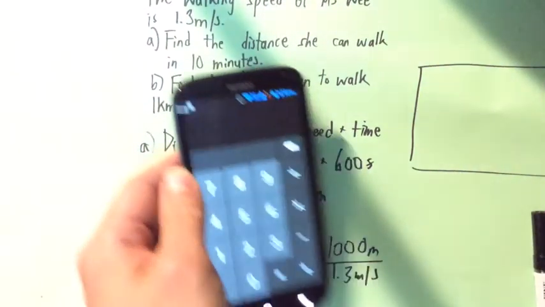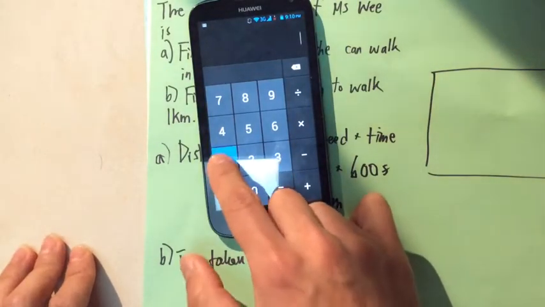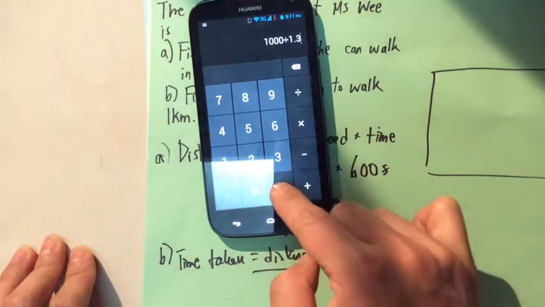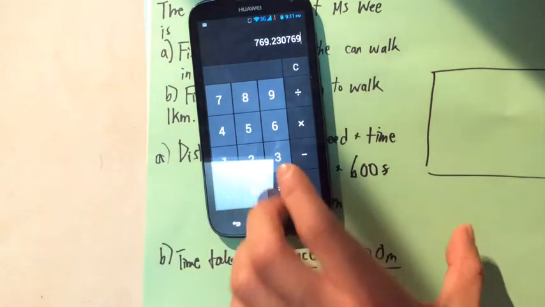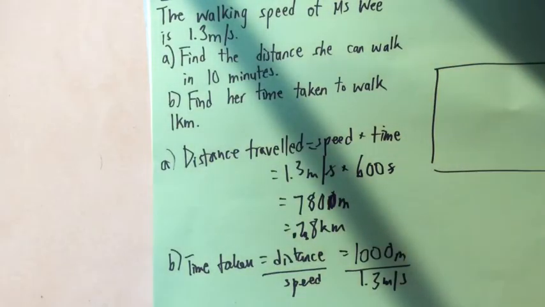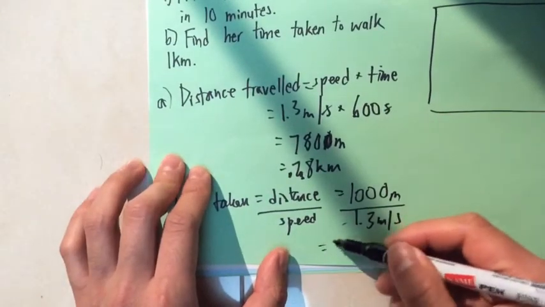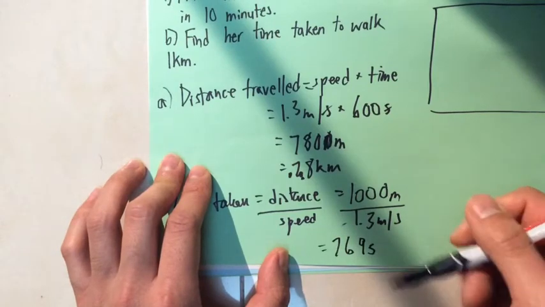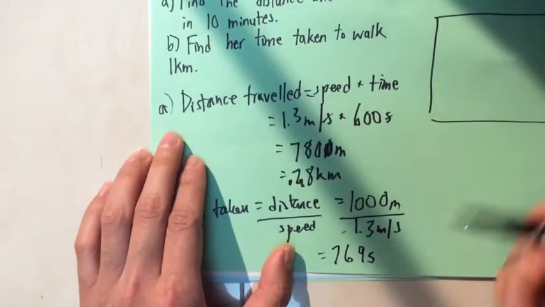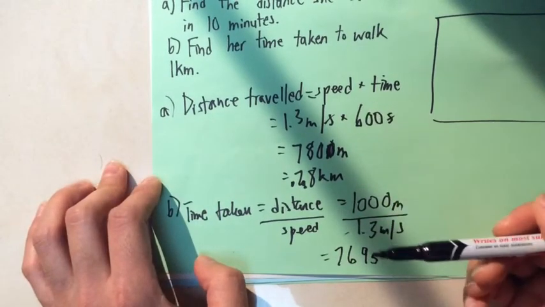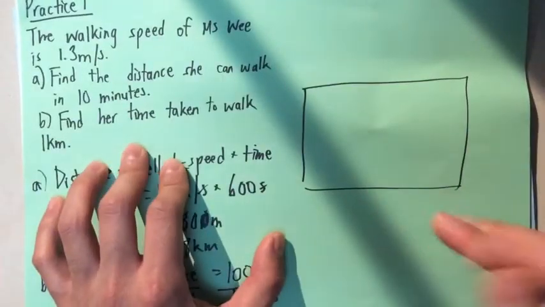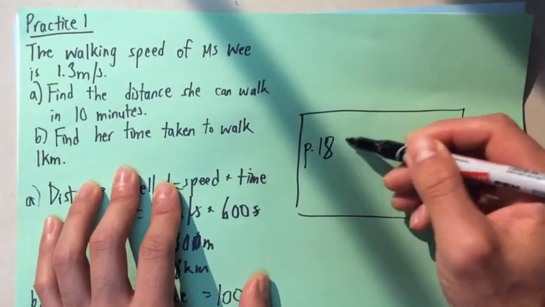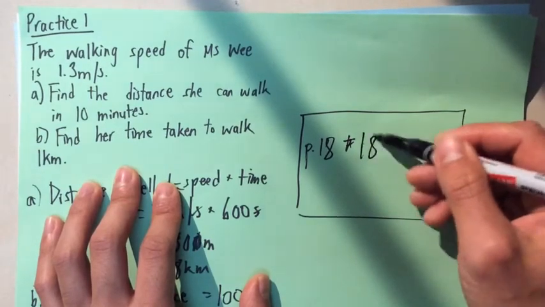Now, if we take out our calculator, we'll find that 1,000 divided by 1.3 gives us 769.2. Or we can just round to the nearest whole number. Let's just say 769 seconds. So it takes her 769 seconds to walk 1 kilometer. All right, for practice, I'd like everyone to try page 18, number 18, the triad question.